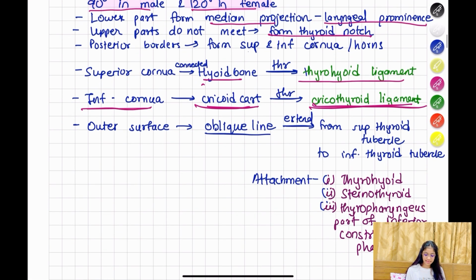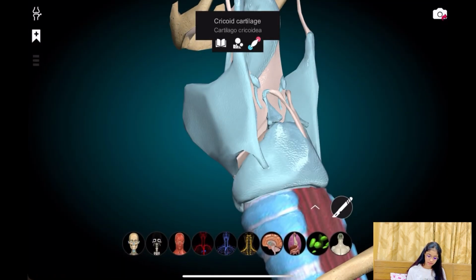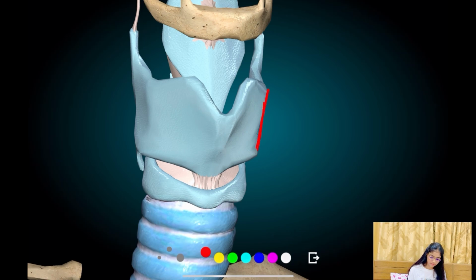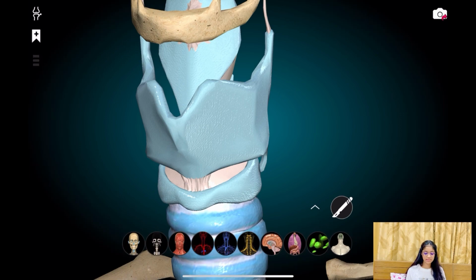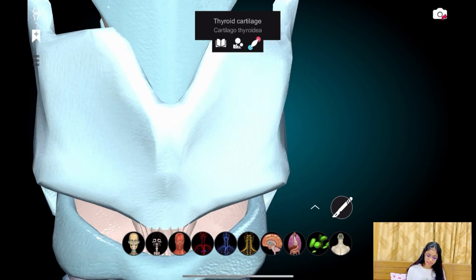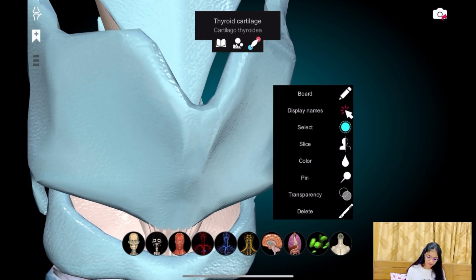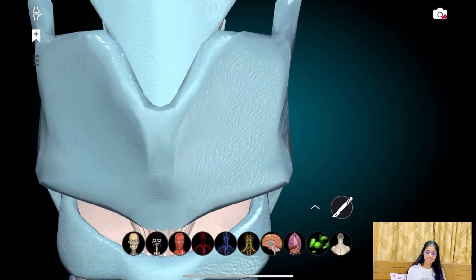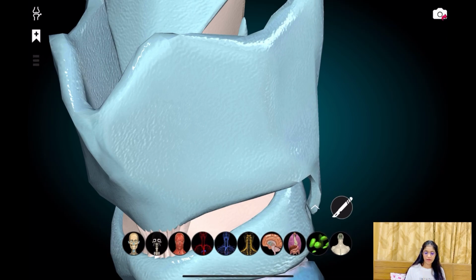Outer surface has an oblique line extending from superior thyroid tubercle to inferior thyroid tubercle. Very easy. See this prominence, are you seeing? That is the oblique line. This oblique line is important. It gives an attachment to three muscles that we'll see now. So it starts from superior tubercle. See, there's something like a tubercle here, so they are just telling it as a tubercle, thyroid tubercle. So it extends from superior thyroid tubercle to inferior thyroid tubercle.